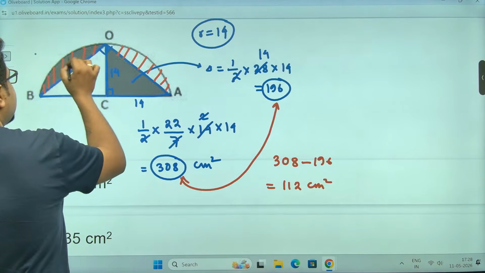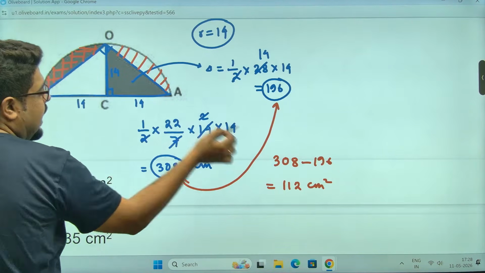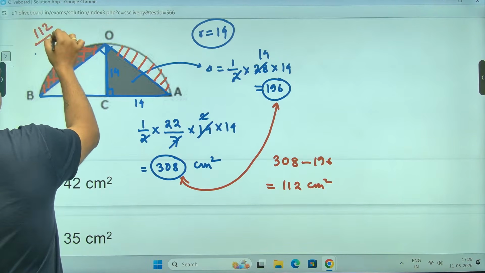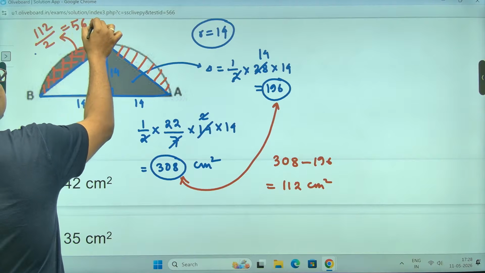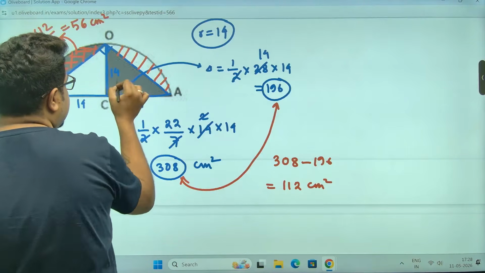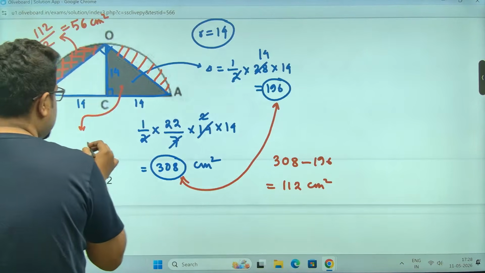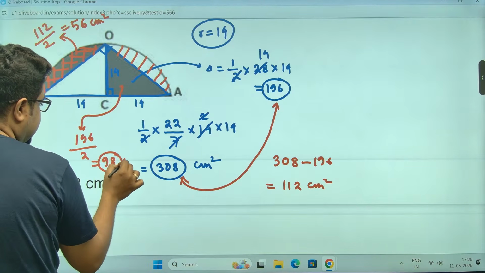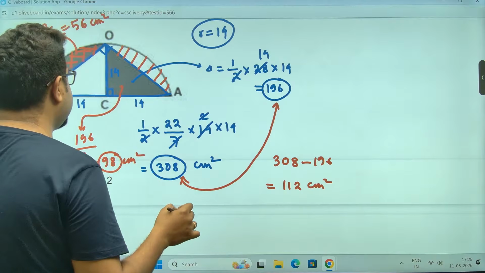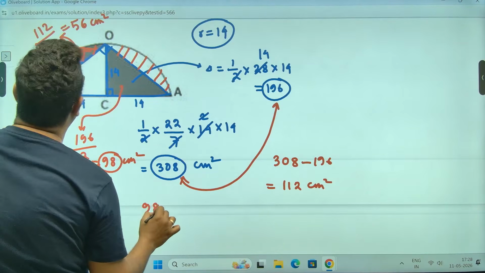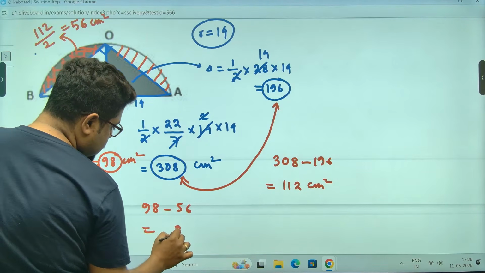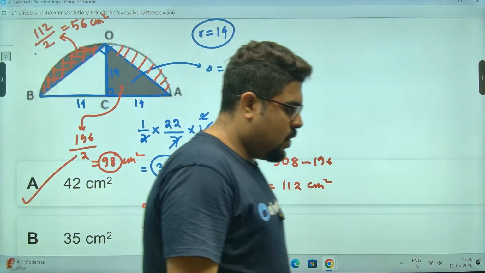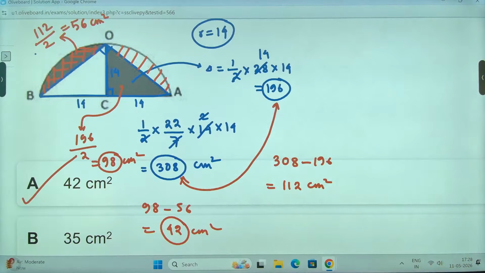Now this region only will be half of that because these two are symmetrical. So 112 by 2, that is 56 centimeter square. And this region will be half of this triangle itself, so 196 by 2, which is 98 centimeter square. The difference between these two, they are asking, is 98 minus 56, so 42 centimeter square. Option A is your correct answer.